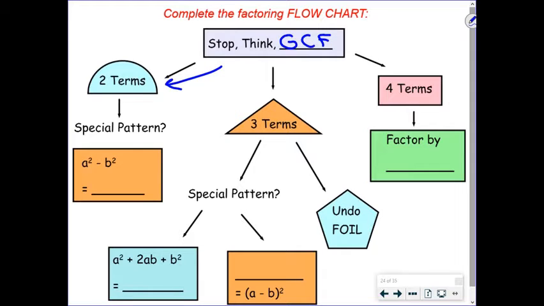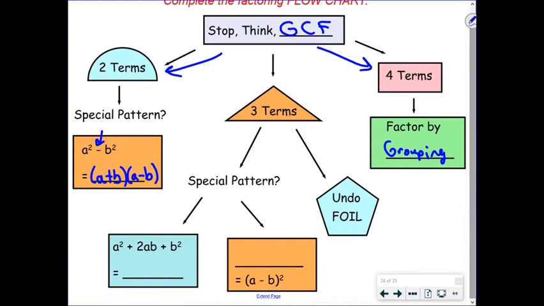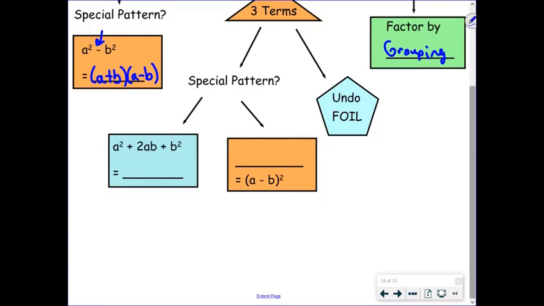Then, after I pull something out, how many terms do I have? If I have 2 terms and I have subtraction, there's a good chance it's a difference of 2 squares. That means what? A plus B, A minus B. If there are 4 terms, well, I'm going to have to do factor by grouping. If I have 3 terms, now I look to see, is there a special pattern? Now, with 3 terms, it's not as easy to recognize. So really, in that respect, we really just unfoil it.